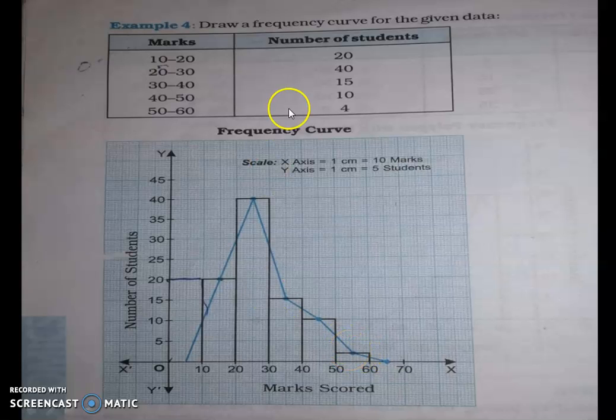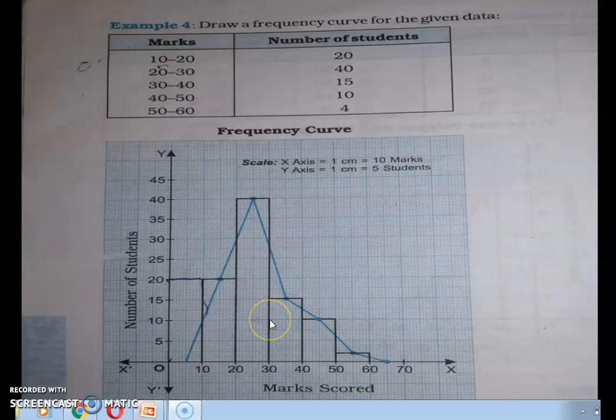Now for frequency curve what you need to do is you will join the midpoints. You can also find the midpoints and join the points, or else you can also join the midpoints of the histogram to get the points. Okay, so once you find the points you will join these points freehand, not with a scale. You will join the points with freehand, and at the end you will join this point to the x-axis. Okay, you got this midpoint over here, you will join this point to x-axis. I hope it is clear.